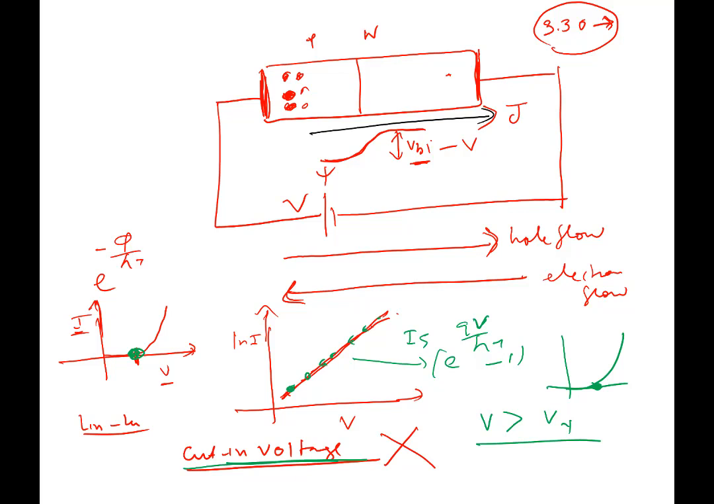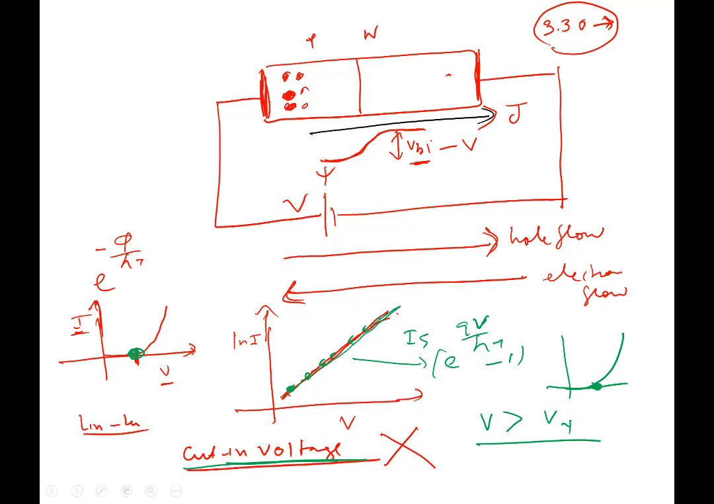So you're right. When you apply forward bias, you're lowering the barrier. You're allowing holes to go to the other side by a natural process. Diffusion drives them, and electrons come to the p side. Diffusion drives them, and current begins to flow. And current keeps on increasing exponentially.